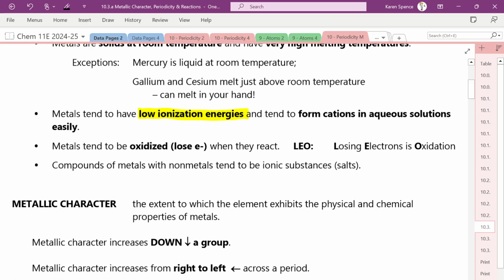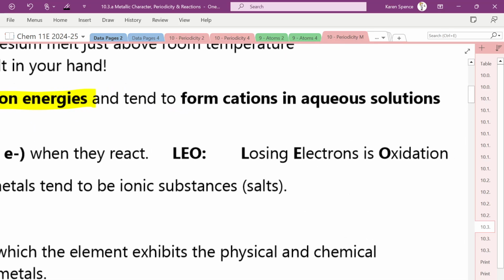This is actually something that we will deal with next year. They tend to get oxidized. Oxidized means losing electrons. Losing electrons is oxidation.